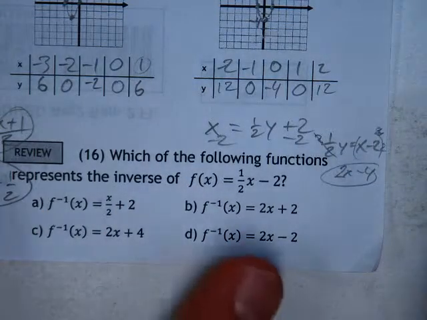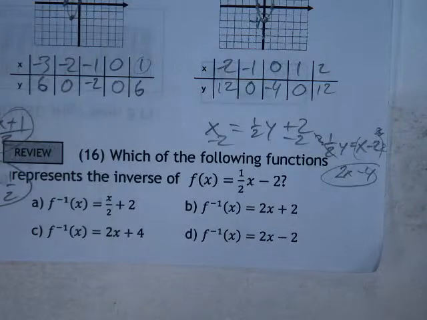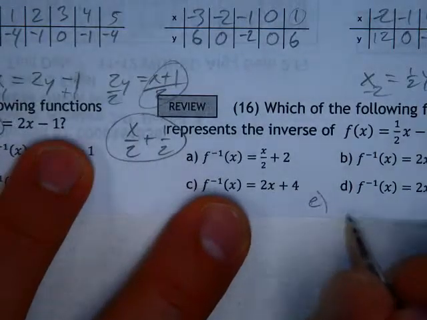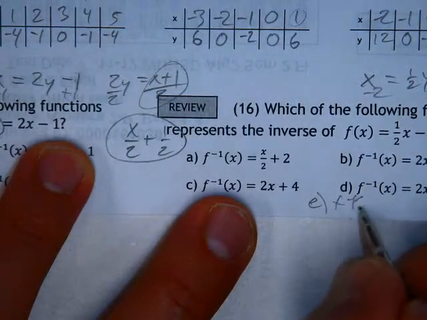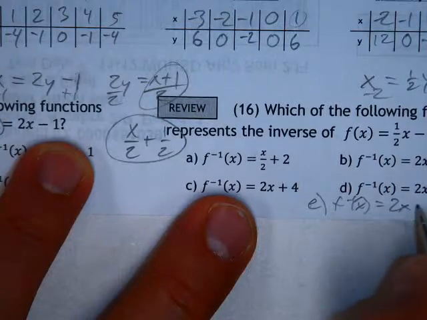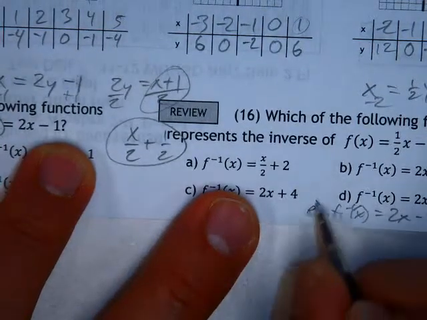That answer is, oh, who just lied to you? Well, I'm going to make up a question E. E is f inverse of x equals 2x minus 4. And we'll say the answer is E.